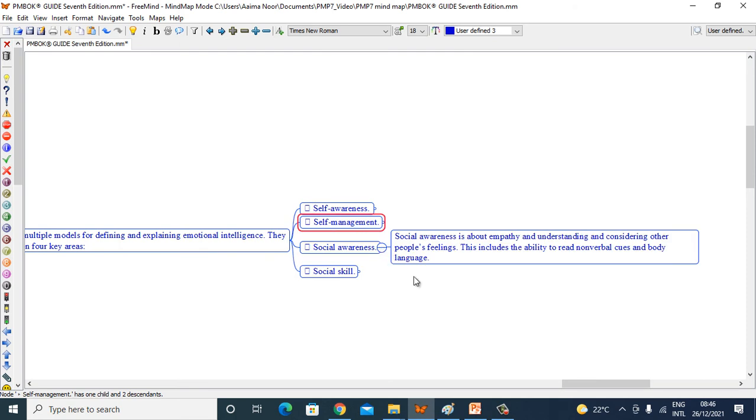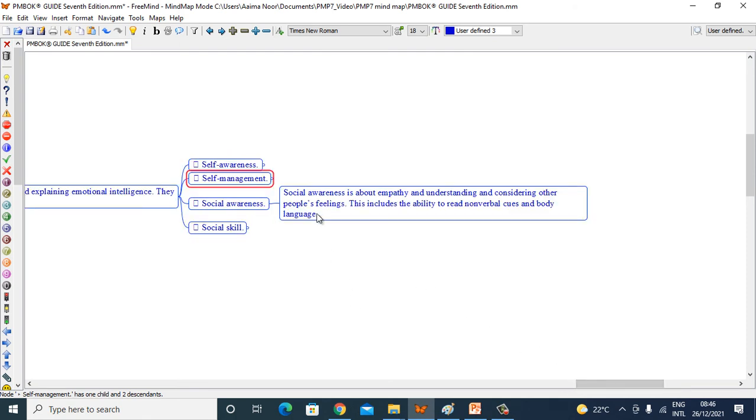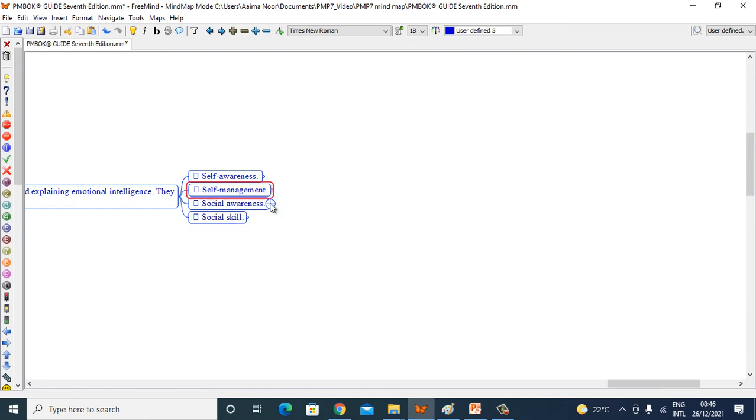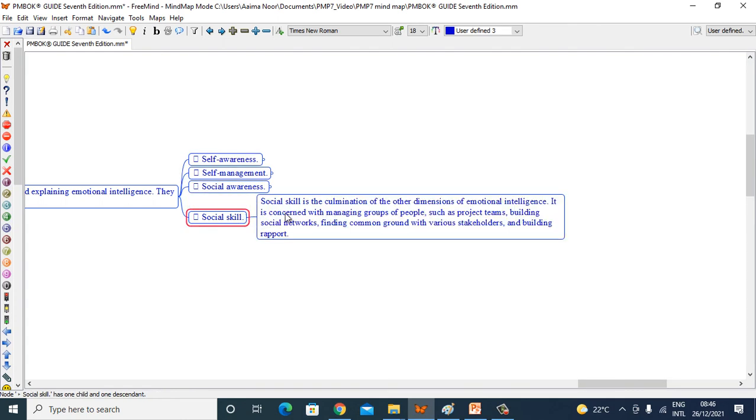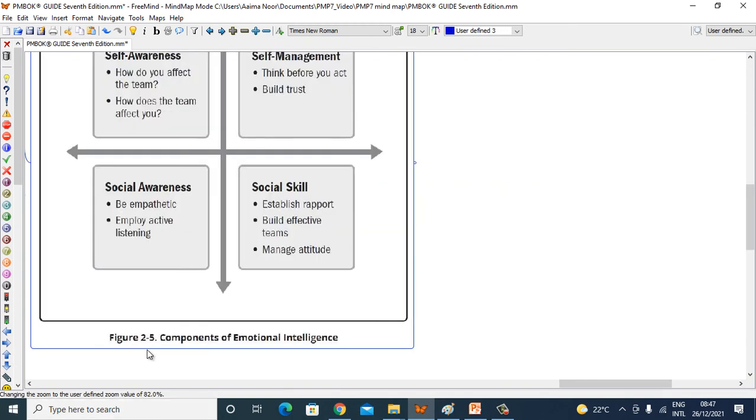Social awareness. Social awareness is about empathy and understanding and considering other people's feelings. This includes the ability to read nonverbal cues and body language. Social skills. Social skill is the culmination of other dimensions of emotional intelligence. It is concerned with managing groups of people, such as project teams, building social networks, finding common ground with various stakeholders, and building rapport. Figure 2.5, components of emotional intelligence.